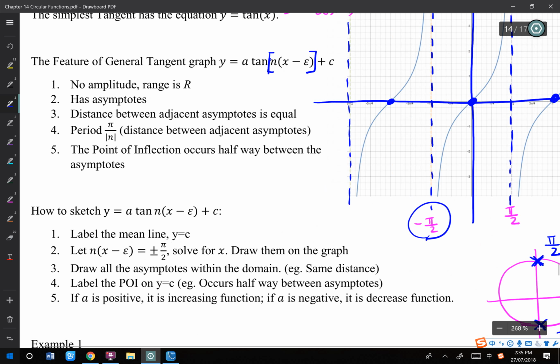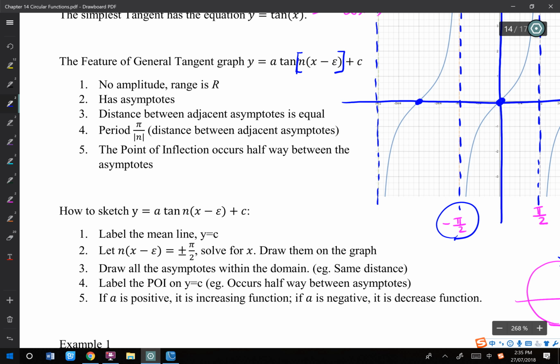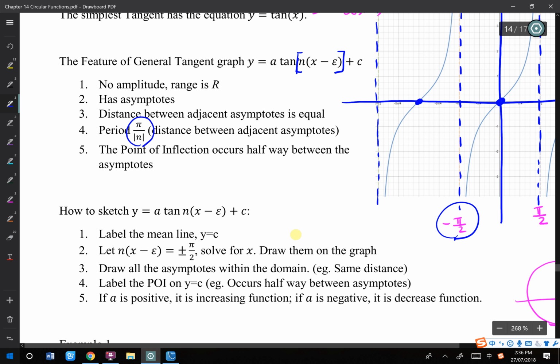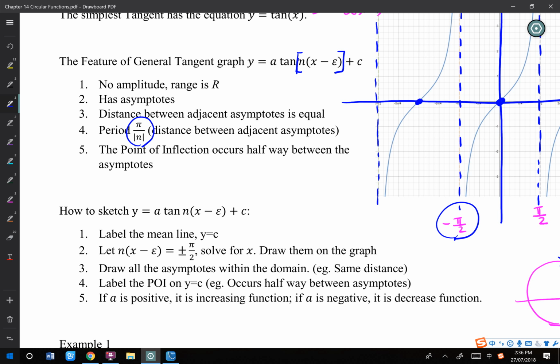Okay, so the period of tangent is different. The period for sine and cosine is 2 pi, but the period for tangent is pi. And therefore, after the dilation, the period will be pi on n instead of 2 pi on n. For sine and cosine, the period is 2 pi on n, but for tangent, the period is only pi on n. And also, there will be points of inflection occurring halfway between the asymptotes.